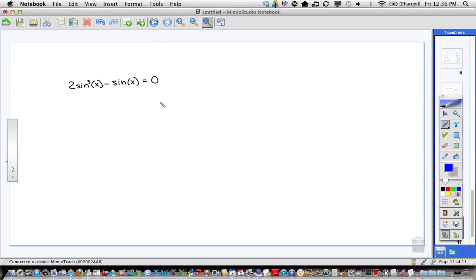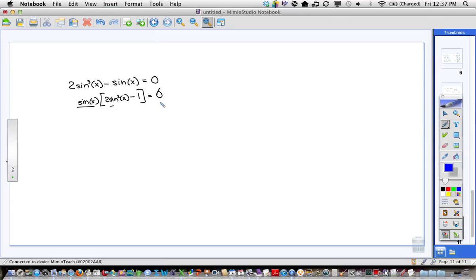So what can we do after this? We could factor out a sine of x, which would leave us 2 sine squared x minus 1 equals 0, correct? Now, we've got 2 things multiplied equaling 0. What's that mean? One of them has to be 0, right? That's a special property that 0 has. I mean, no other number has that property.